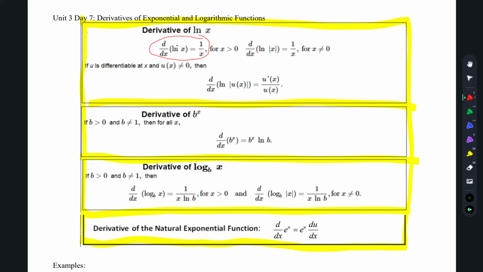Derivative of natural log is 1 over x. This thing is just saying, don't forget chain. Okay. This one, the b to the x, we already went over this one.